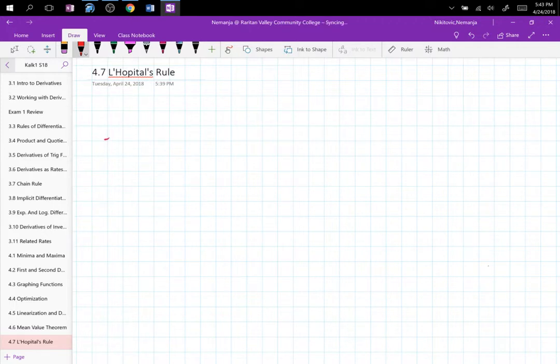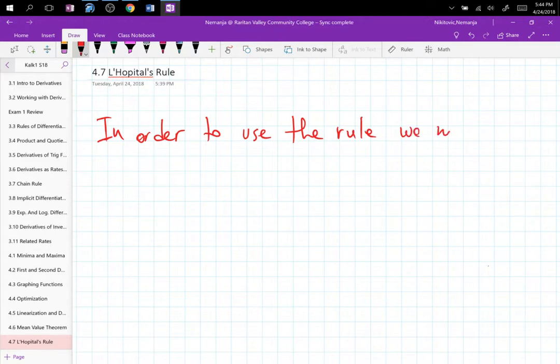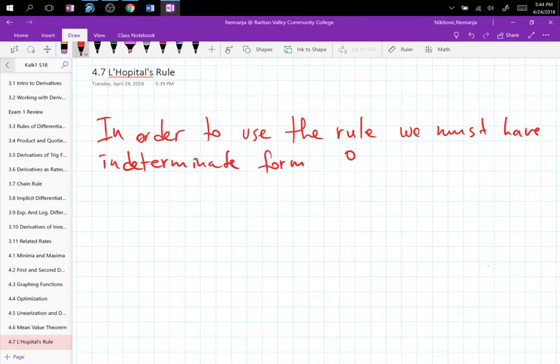So, in order to use the rule, we must have an indeterminate form. Zero divided by 0 or infinity divided by infinity.